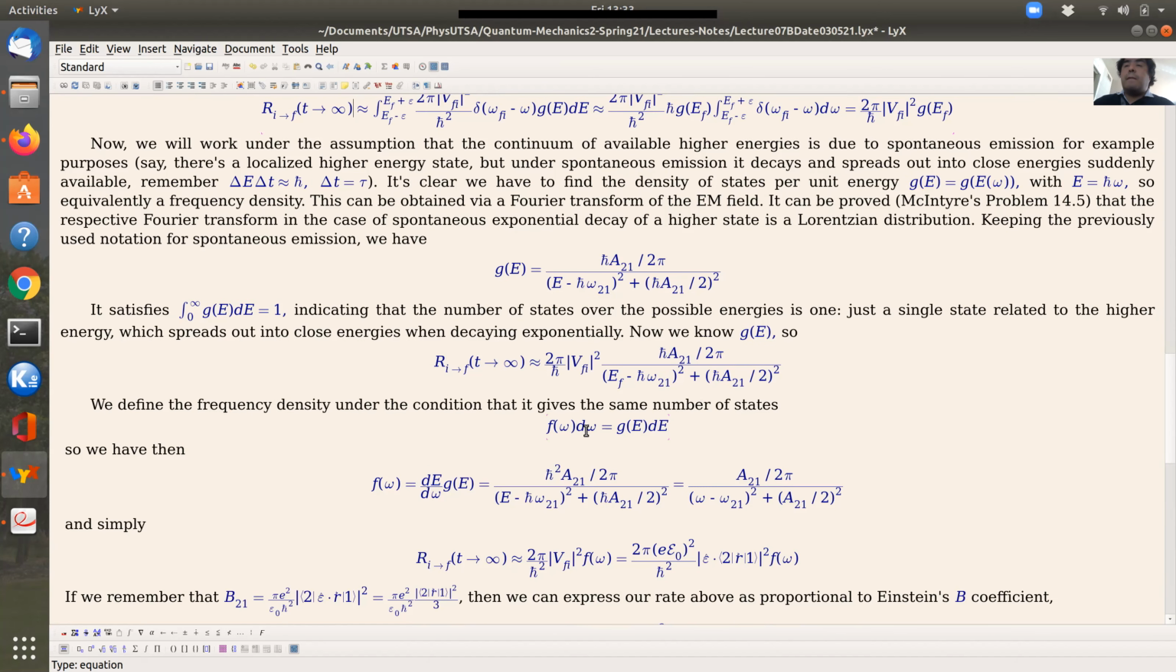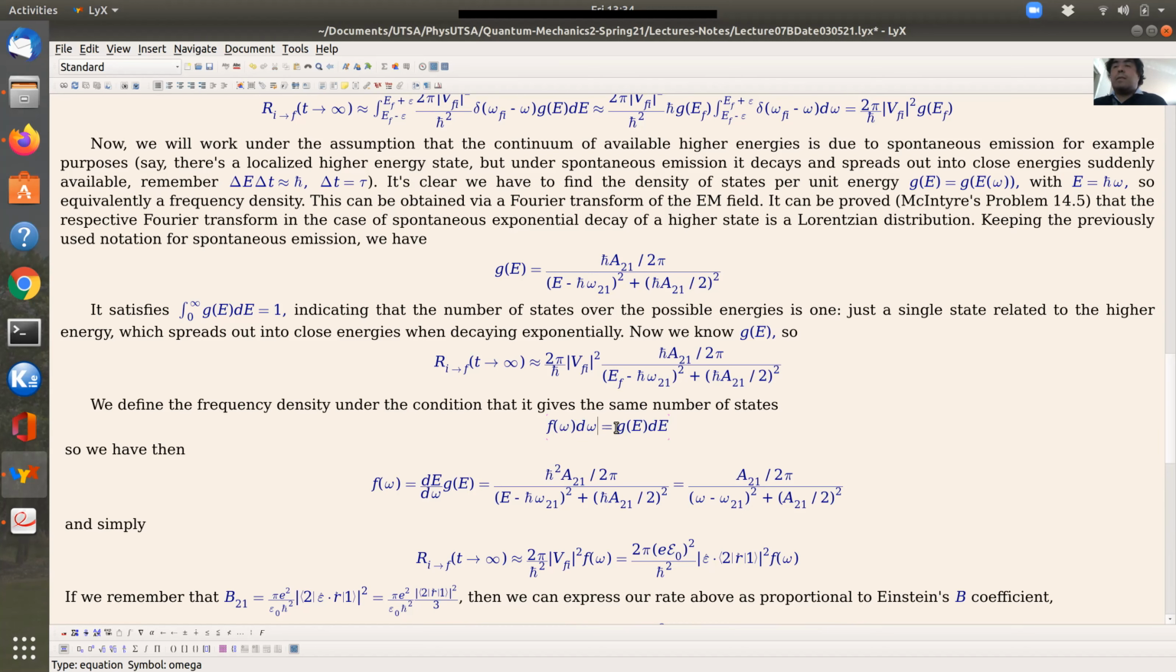We're simply going to do a change of variables to go from the energies to the frequencies. This is just a change of variables, in the sense of how to change densities from energy to frequencies. It says that the density times the differential element in frequencies is the same as the density of energies times the differential element in energy, so that the number of states you get by calculating over the respective differential elements is the same.